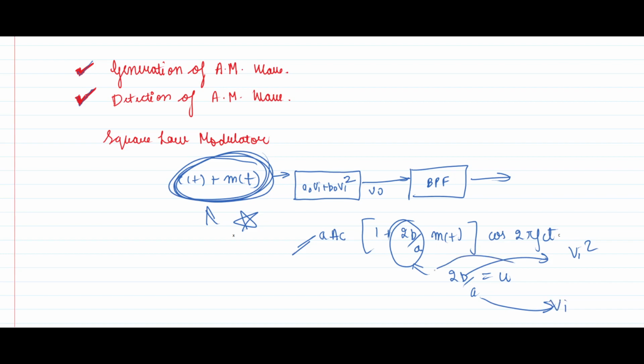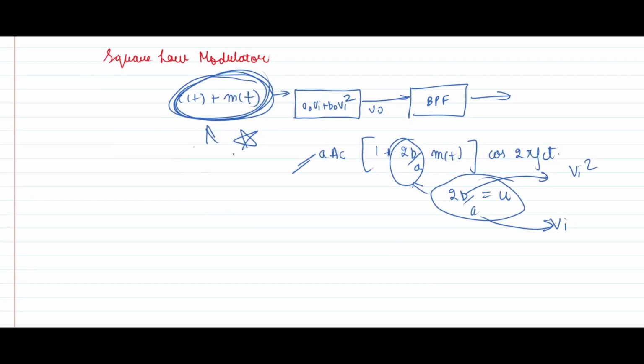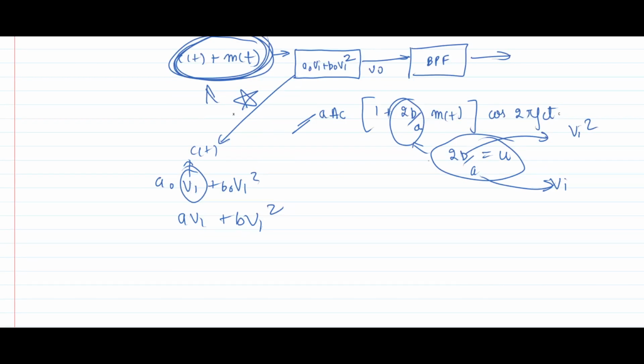So there's an easier method. If you get anything except this a naught vi plus b naught vi square, or a vi plus b vi square, anything except this, what you need to do is put the input as ct plus mt, solve everything, pass it through the band pass filter and derive it. But most probably you will get a question related to 2b by a.